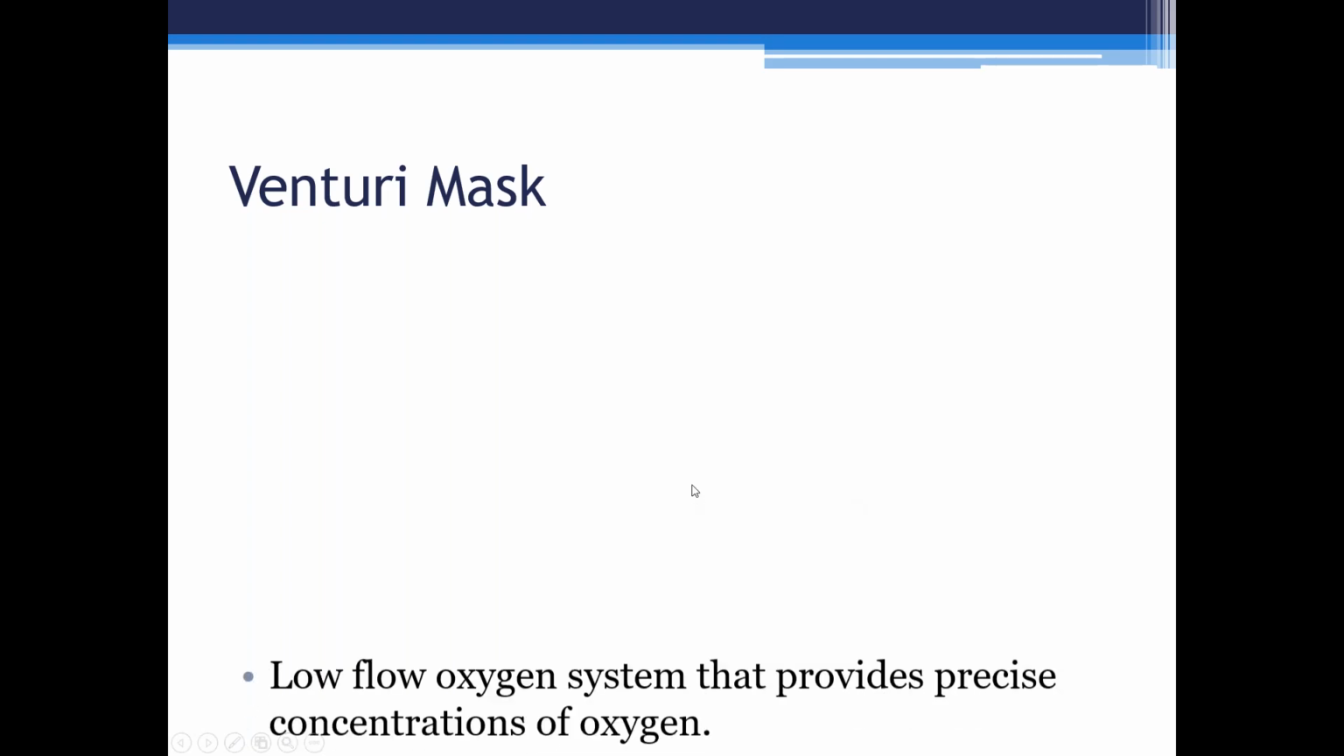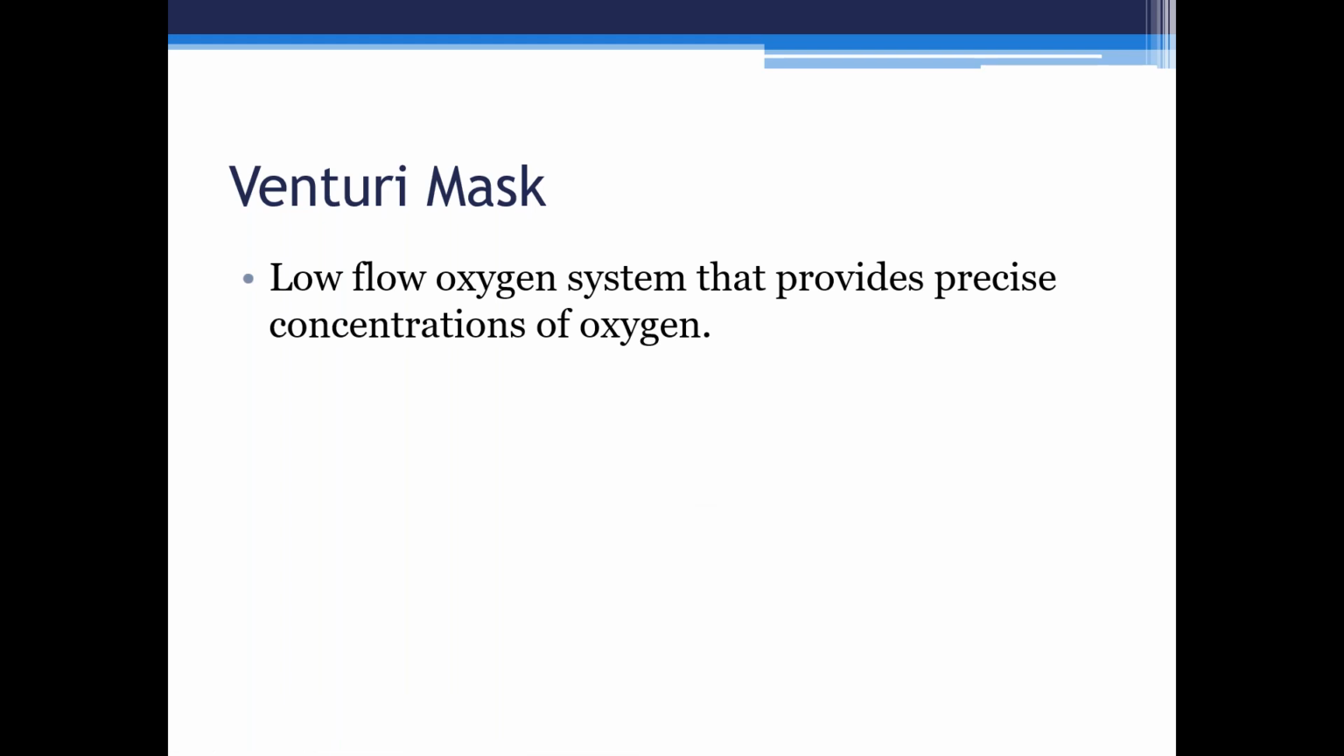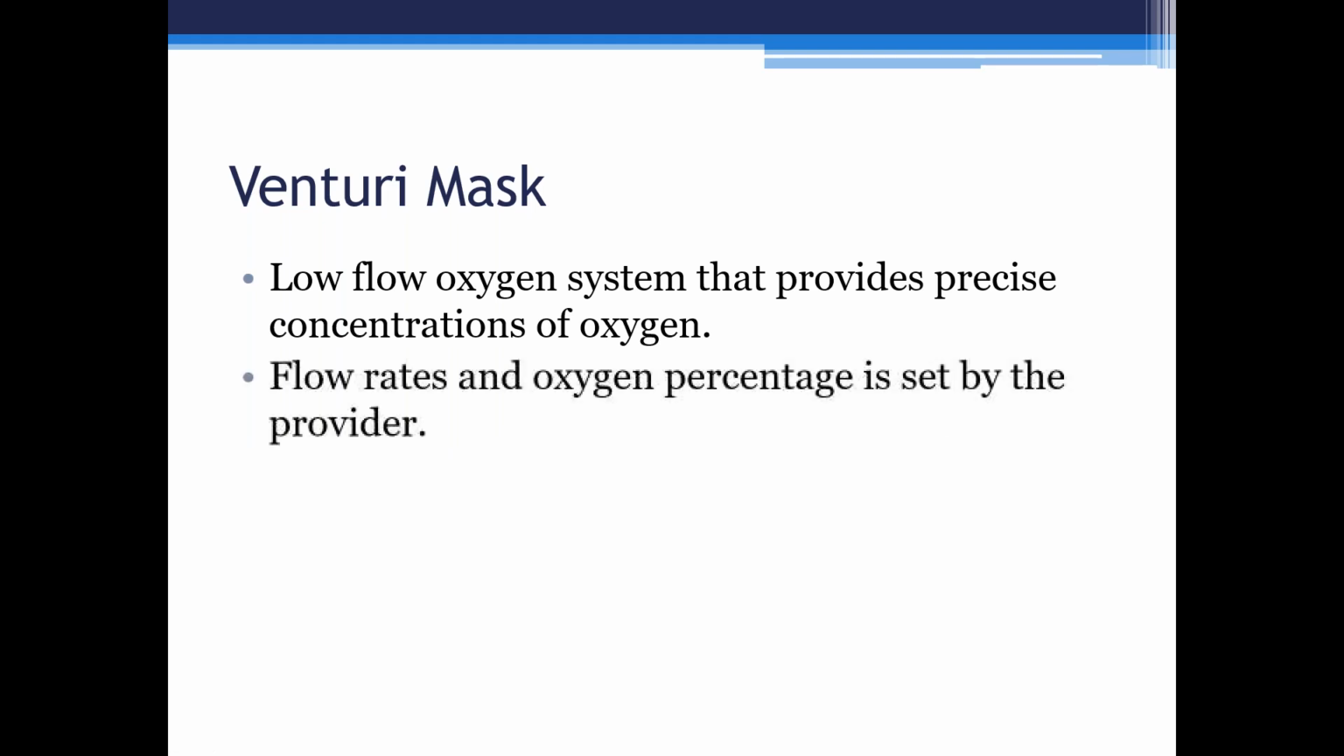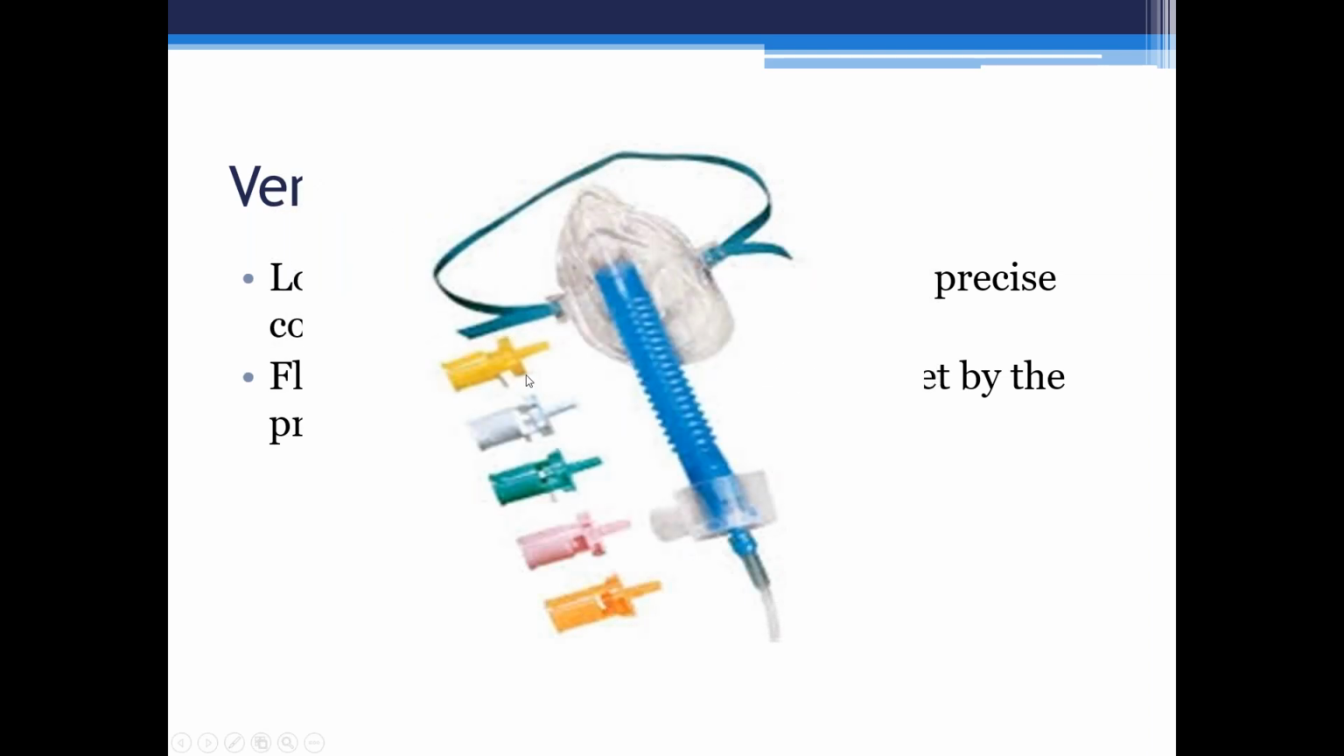Next, we can see a Venturi mask. This is a low oxygen system, and it provides the precise amount of oxygen concentration that we want to give to the patient. Oftentimes this will be utilized inside the hospital for our patients with COPD in order to not trip that hypoxic drive. Each color code there represents a different percentage of oxygen that you can give. This is similar for the ATVs, or automatic transport ventilators, and it's called FiO2, which is the amount of oxygen content that you're giving to the patient.